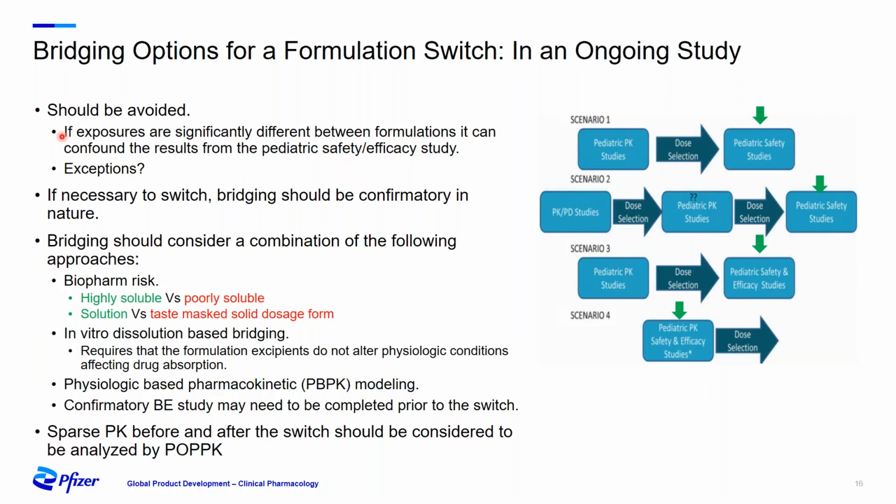We can also use a PBPK model if one is available, and under certain circumstances, we may be required to do a confirmatory BE study before we actually implement that switch in an ongoing study. Once that switch is done, we can of course collect sparse PK before and after the switch, so that we can analyze the exposures for the two formulations in a population PK analysis.